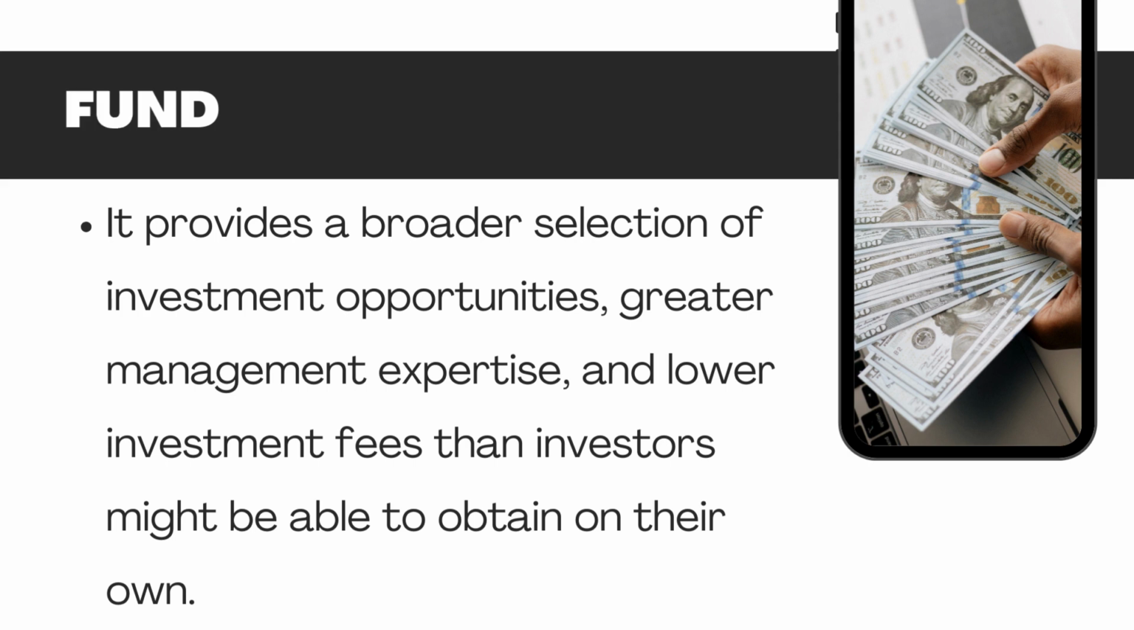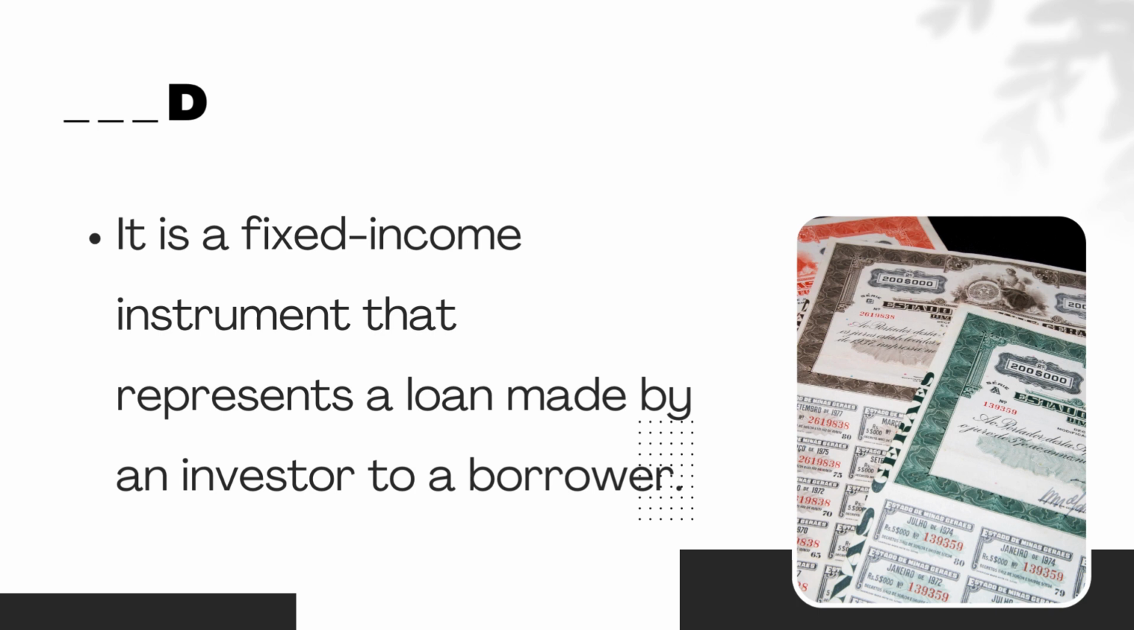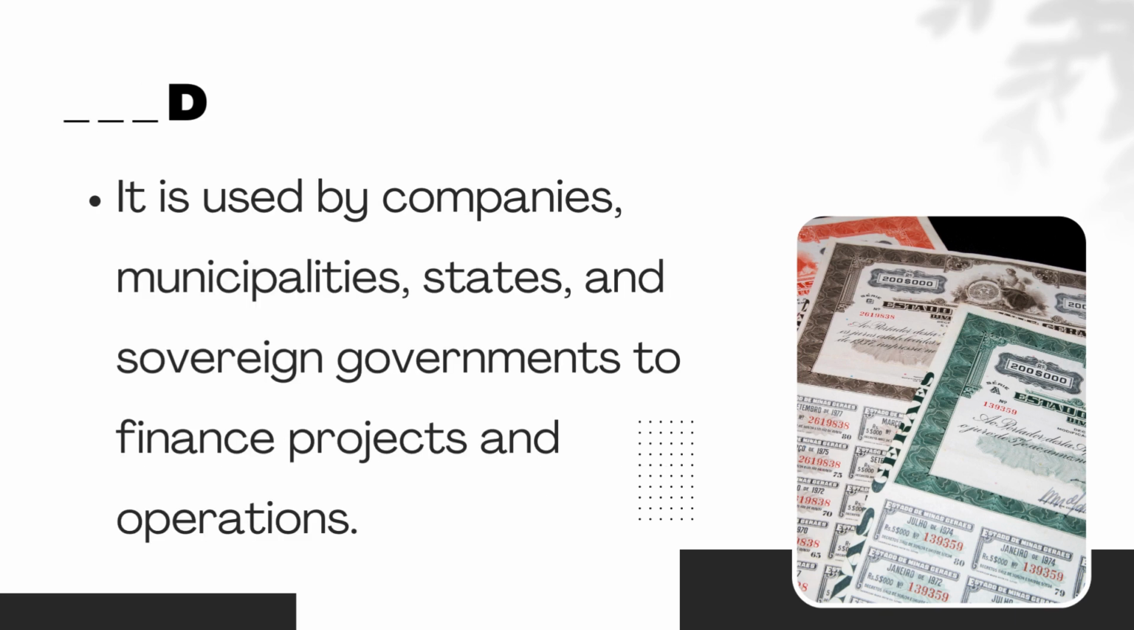The answer is fund. What is a fixed income instrument that represents a loan made by an investor to a borrower? Great, you got the correct answer. The answer is bond. What is used by companies, municipalities, states, and sovereign governments to finance projects and operations? Good job, you are correct.